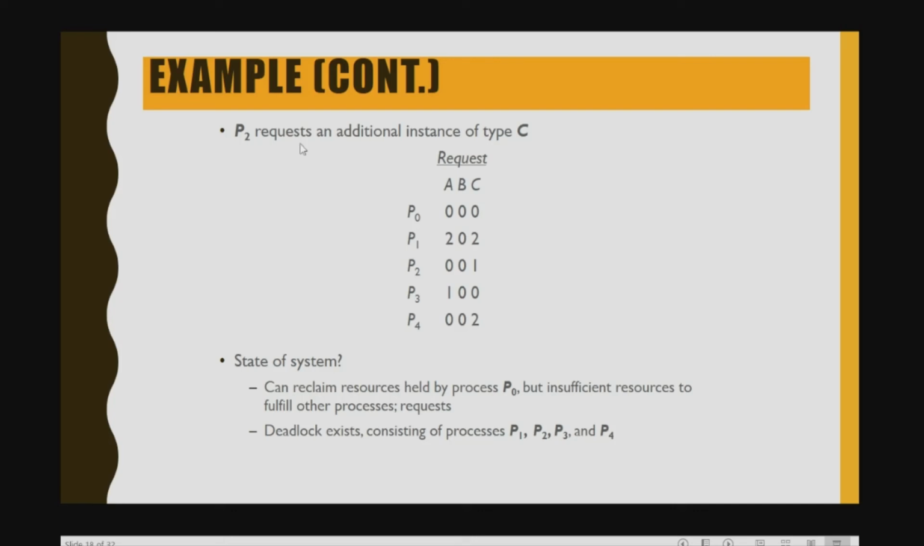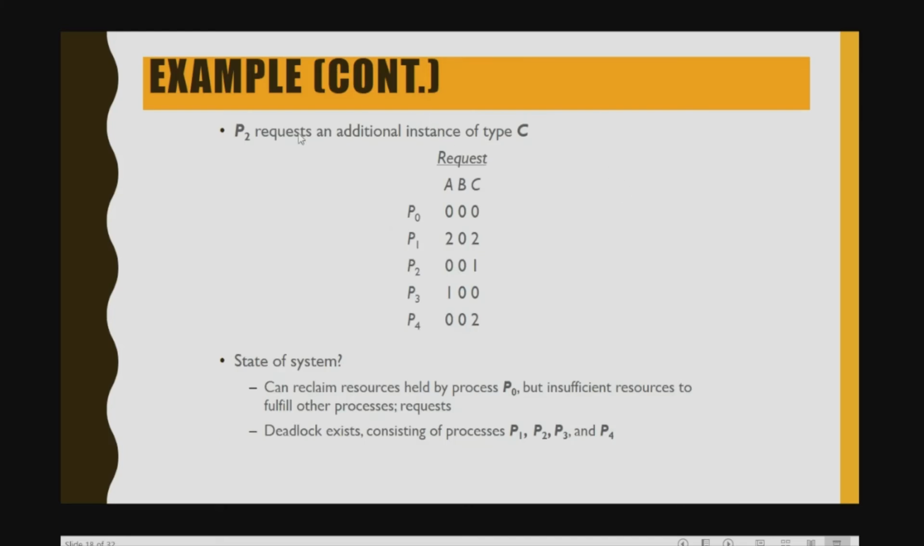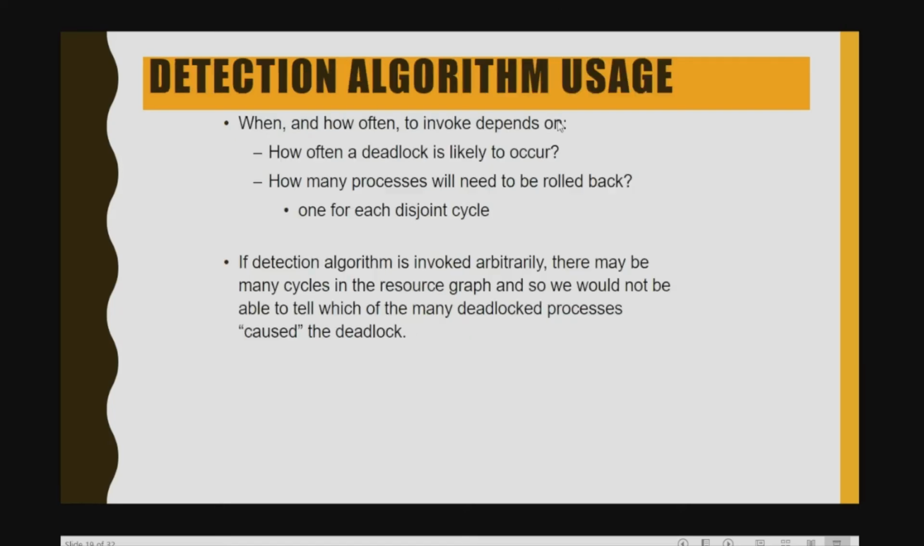Okay, now P2 requires an additional instance of type C. So the request is 1 for C, where before it was 0. This is a request for an additional instance. Okay, you need to identify the state of the system. We can reclaim the resources held by process 0, but there are insufficient resources to fulfill the other processes' requests. The deadlock exists, consisting of processes 1, 2, 3, and 4. Later on, we'll look more at this part.